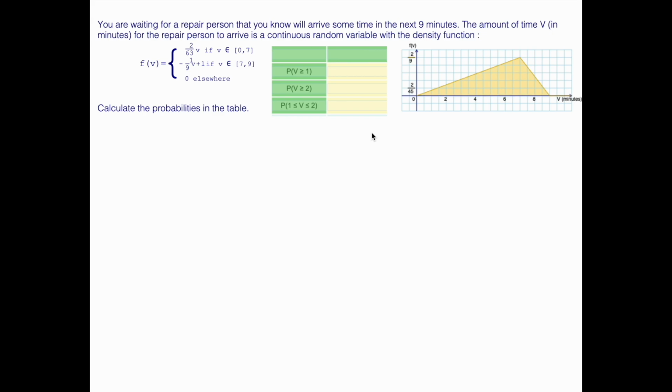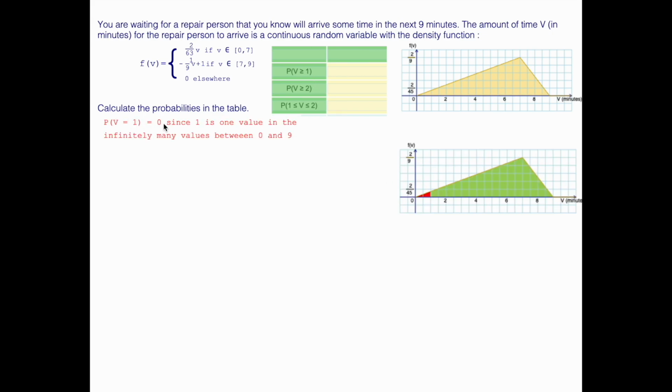Remember, the probability that v is equal to 1 is 0, since 1 is just a value in the infinitely many values between 0 and 9. That's why the probability of v less than or equal to 1 is the same as the probability of v less than 1. There's no difference for us between less than or equal and less than, because the probability of it being equal is 0. Calculate the y value when the x value is 1.